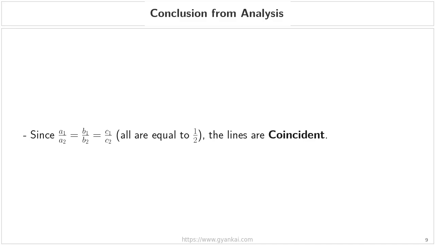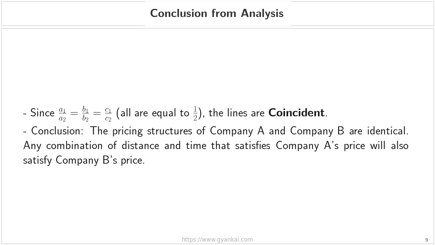This means that if you were to graph them, they wouldn't just be parallel. They would lie exactly on top of one another, forming a single line. In the context of our taxi company example, this leads us to a very important conclusion. The pricing structures of Company A and Company B are actually identical. Even though the numbers in the equations look different at first glance, the underlying cost logic is the same.